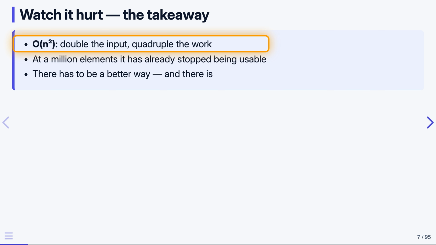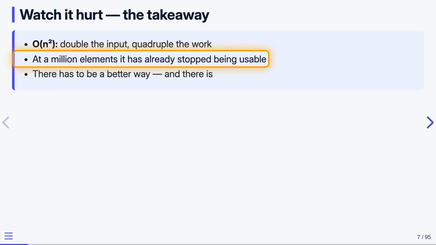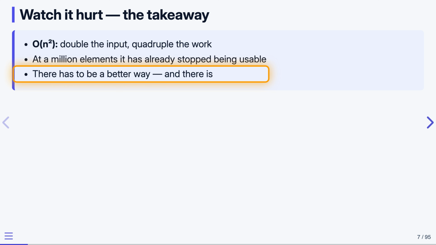Here is what those numbers mean. Big O of n squared, double the input and you quadruple the work. At 1 million elements, it has already stopped being usable, not slow, unusable. There has to be a better way, and there is, which is what the rest of this chapter is about.